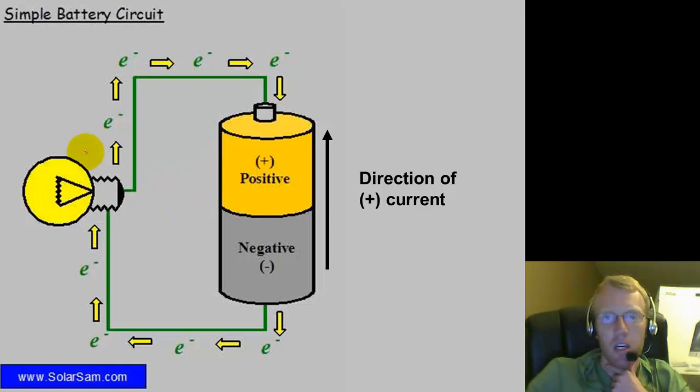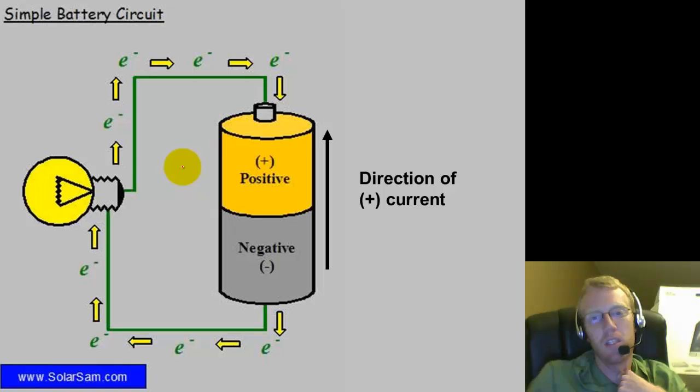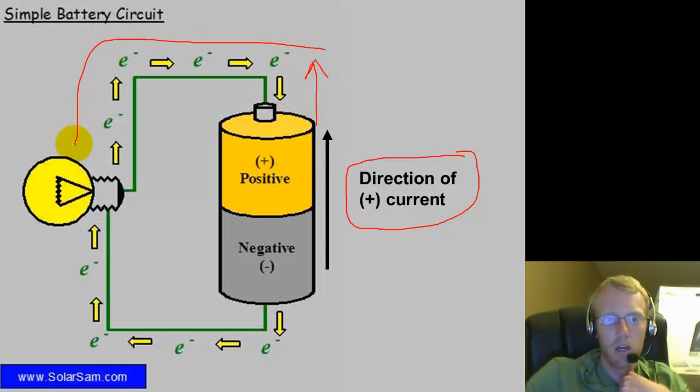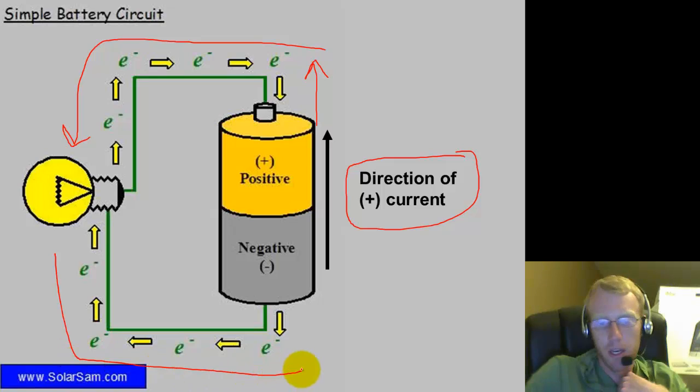Okay. This is not a circuit diagram. This is what I would call a picture or a sketch. Just re-emphasizing the idea that what's happening in real life is a little bit different than how we calculate things. So the direction of positive current comes out the positive side this way, around through the light bulb, and back in the negative side. Remember, positive flow away from positive towards negative.